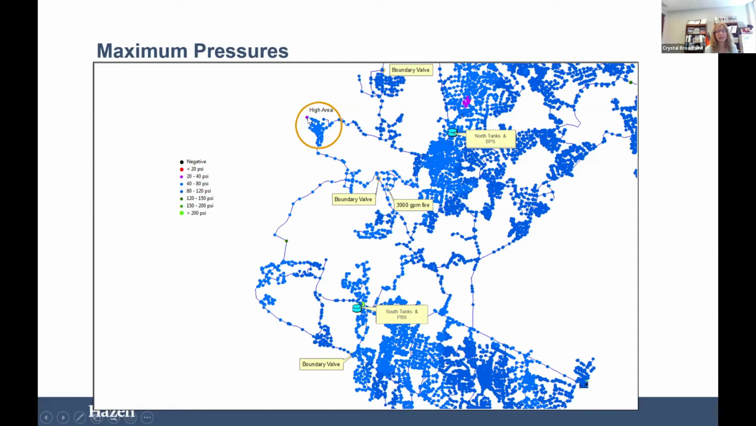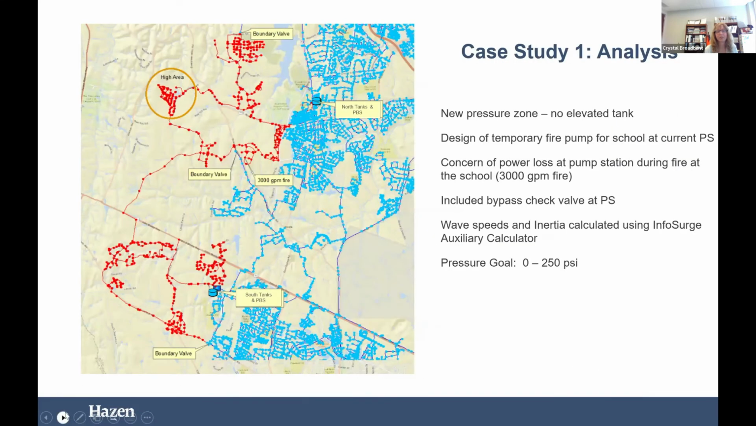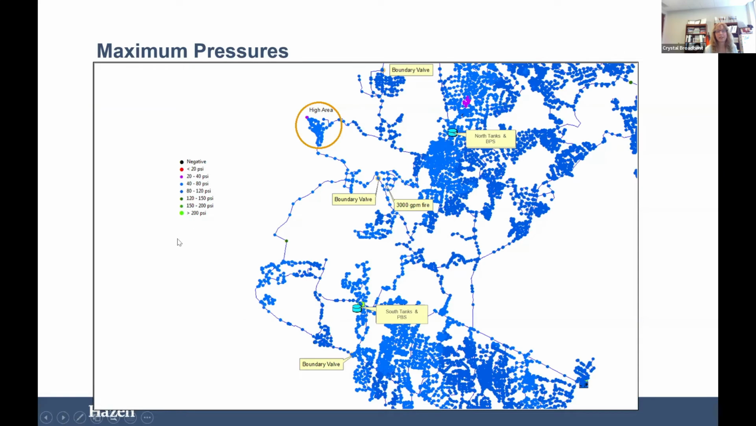You can see that in this high area here, even the max pressure is about 40 PSI. We're not exceeding our goal. I think our goal was, I just had it on the other side. Let me go back real quick. Our goal was 250. So we're definitely not exceeding 250. There's no bright greens. Everything is reasonable pressures. That's another thing that's really nice: not only are we looking at what's downstream, we can also make sure we're not doing anything upstream with this pump losing power.